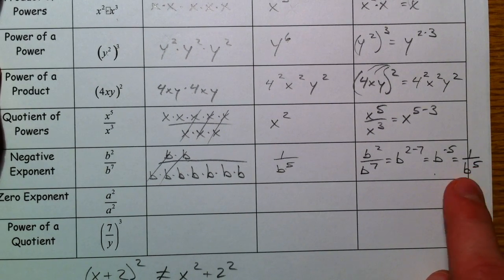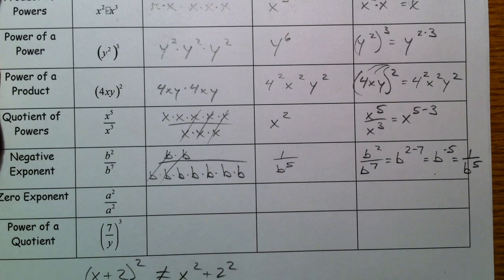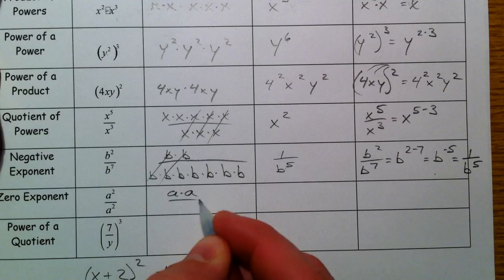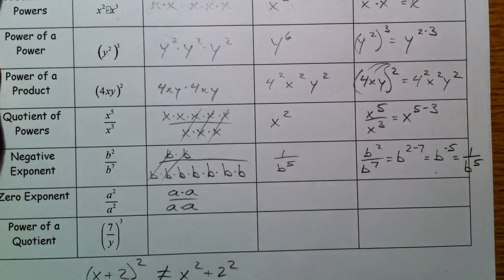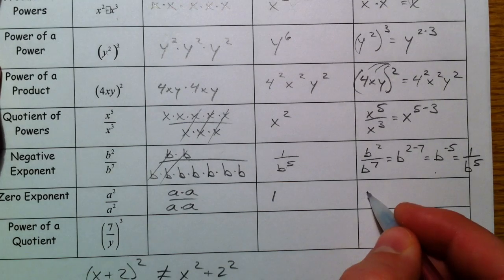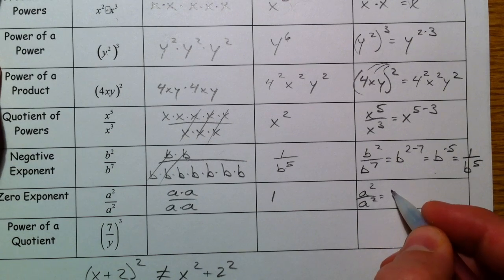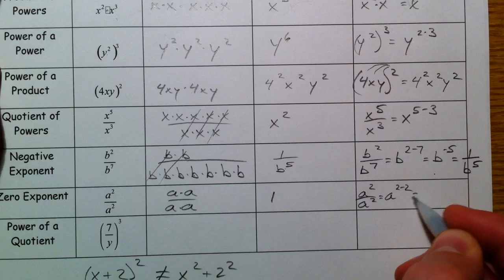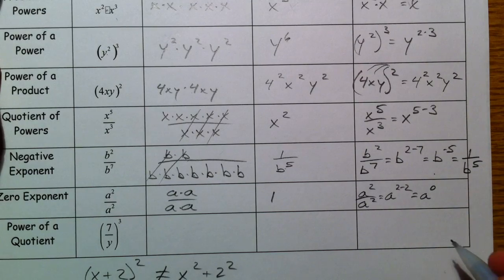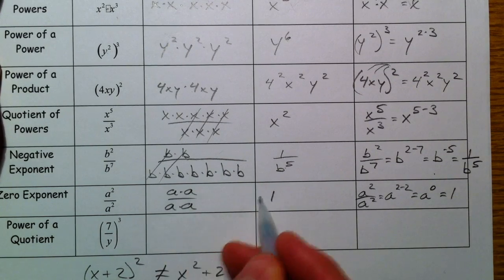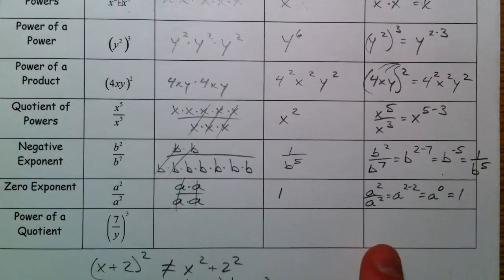This is very important. This is probably one that you might be less familiar with. It makes sense when you see it in expanded form. If you have the same amount on top and bottom, a squared divided by a squared, most of us are like, oh yeah, that's just 1. But if we think of that as a to the 2 minus 2, or a to the 0. 2 minus 2 is 0. Anything to the 0 power is 1, and this is why. Because they cross out. Everything crosses out. You just get 1.